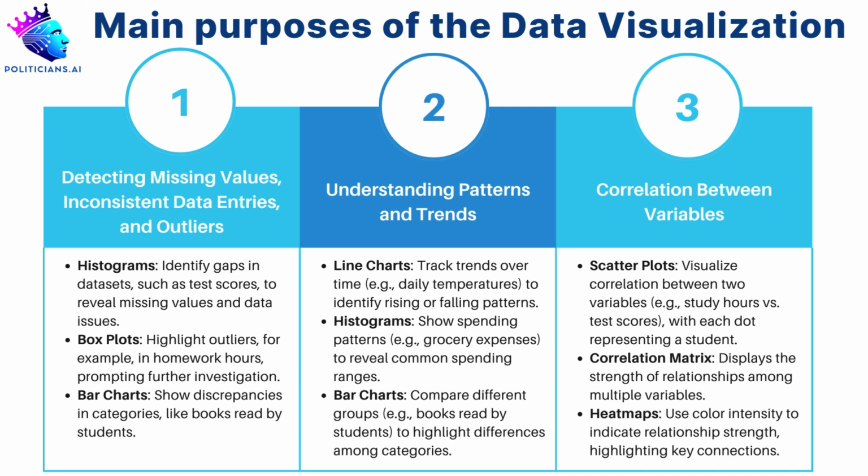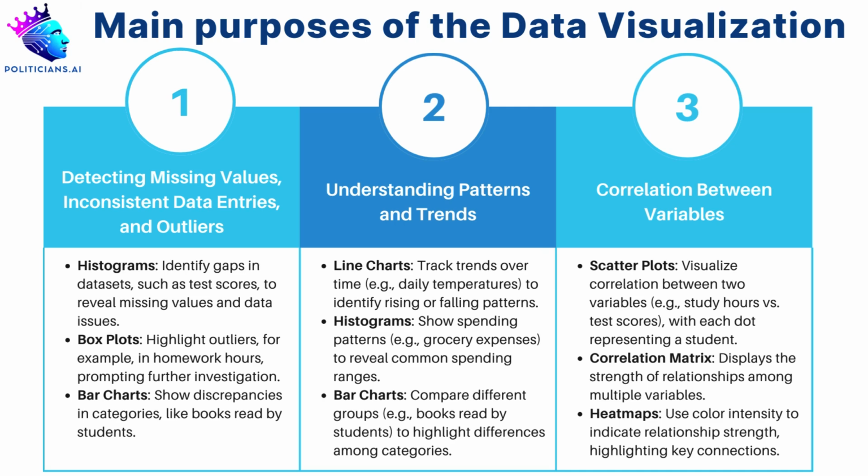3. Correlation between variables. Lastly, data visualization helps us understand relationships between different variables, in other words, how two or more things are connected. This is essential for uncovering hidden insights in the data. Scatter plots are perfect for showing correlations between two variables. For example, if we have a dataset showing hours spent studying and test scores, a scatter plot will show if there's a relationship between the two.